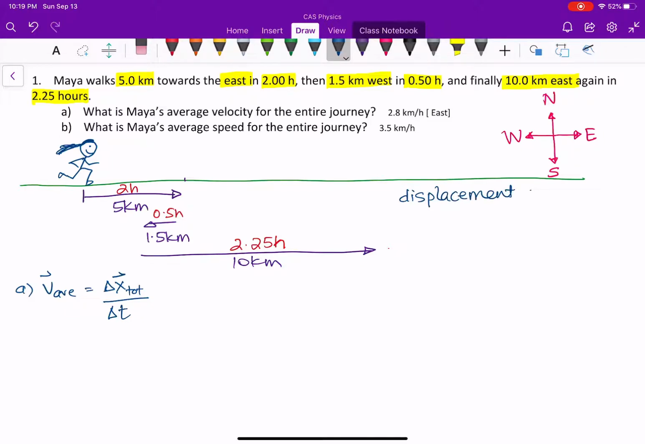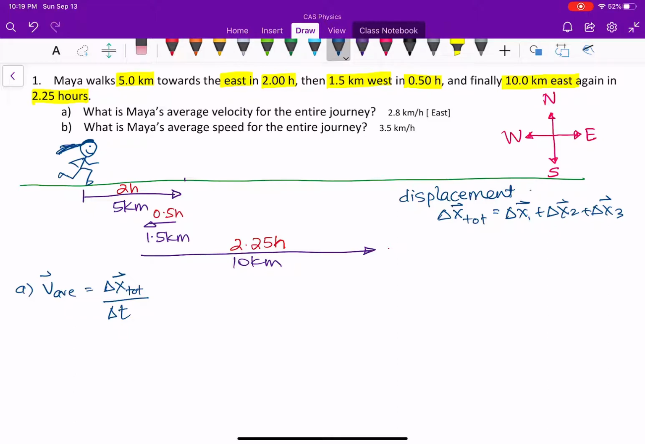Okay, and the total displacement is just going to be found by adding up the individual displacements. So delta x1, don't forget the vector signs here, plus delta x2 plus delta x3. This is where sign convention becomes really important.